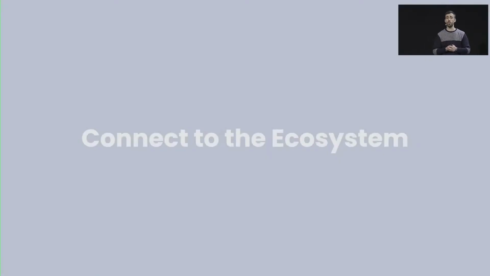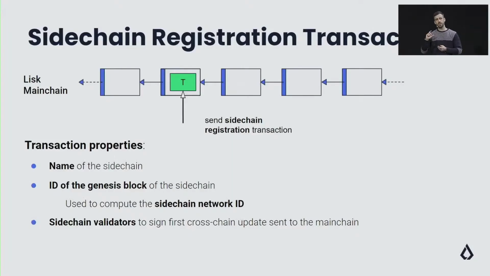And let's see how we connect this sidechain to the ecosystem, right? This connection of the sidechain into the ecosystem is a 2-step process. The first step is the sidechain registration on the main chain, and it is done by the sidechain registration transaction. Nothing complex with this transaction.